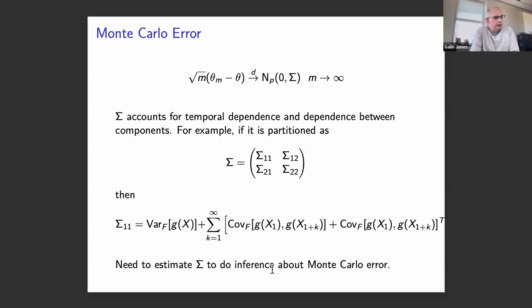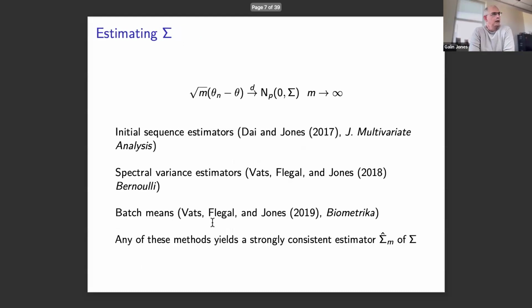Note that it's one matrix plus the transpose of another of the same matrix. In the reversible case, which is what we're concerned with today, because we're talking mainly about Metropolis-Hastings, these coincide and there's just a 2 out front. And of course, we need to estimate sigma in order to do inference about the Monte Carlo error. Well, I'll tell you conditions for the CLT later.